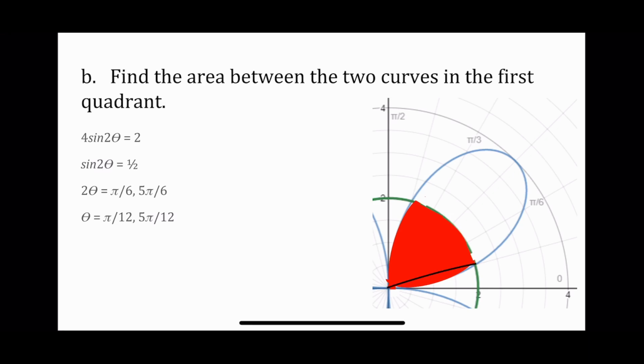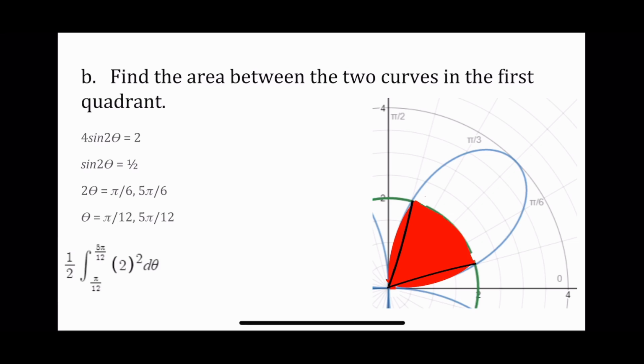Now, if we draw lines at pi over 12 and 5 pi over 12, we'll see that there's a part of this region that's only dependent on the curves individually. So this main triangle in the center is only dependent on the curve r equals 2. And because of this, the integral will be 1/2 integral pi over 12 to 5 pi over 12 of 2 squared d theta.